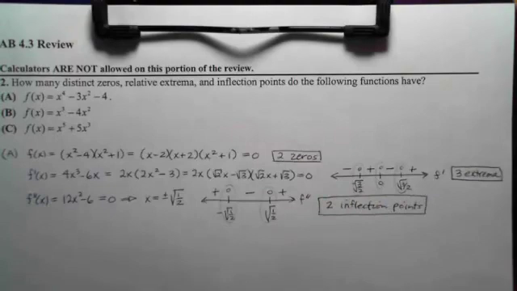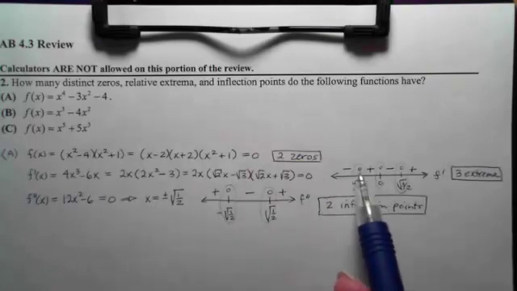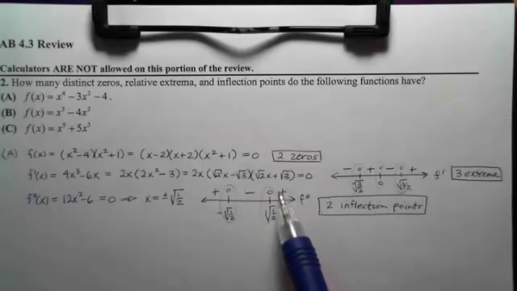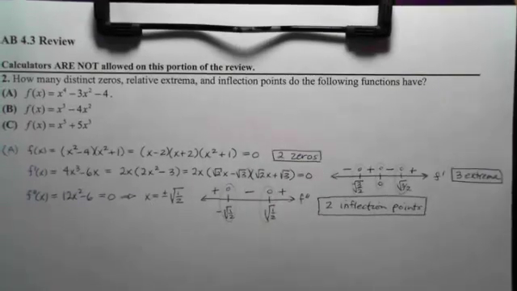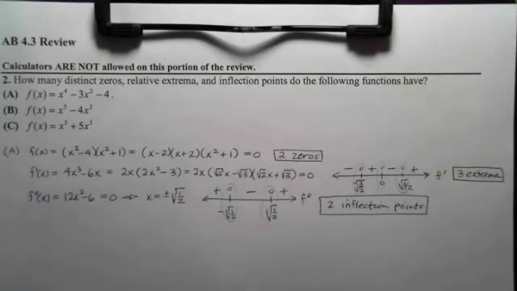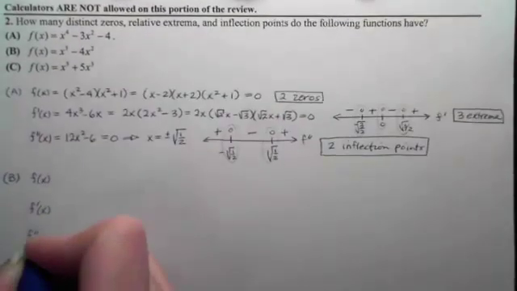So this one was pretty straightforward because every 0 that we found on the first derivative and the second derivative actually generated an extreme value or an inflection point. Where it gets a little tricky is when that doesn't happen. So let's look at part B, where things are a little different. Again, we are going to be looking at f, f prime, and f double prime.